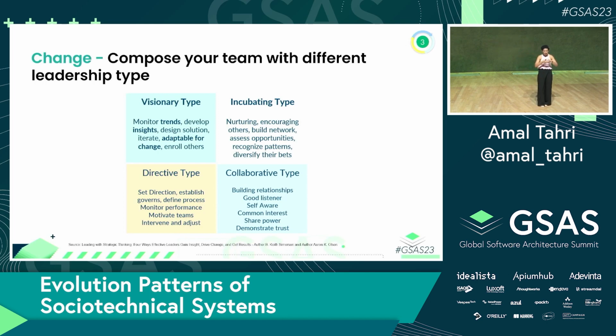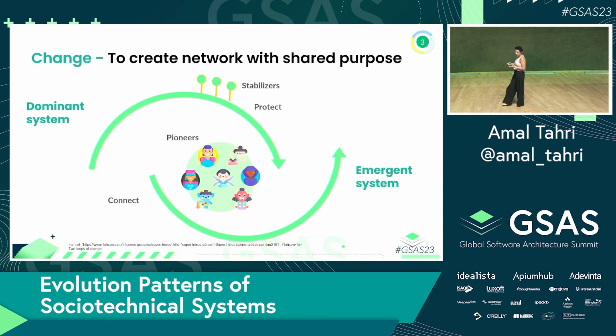This combination of different types helped us create a network. What you see here is another theory about two loops of change, and this is how you drive change effectively. You need to connect people, you need to give them a purpose, and you need to drive them and nourish them in order to make this idea into something that is really actionable.